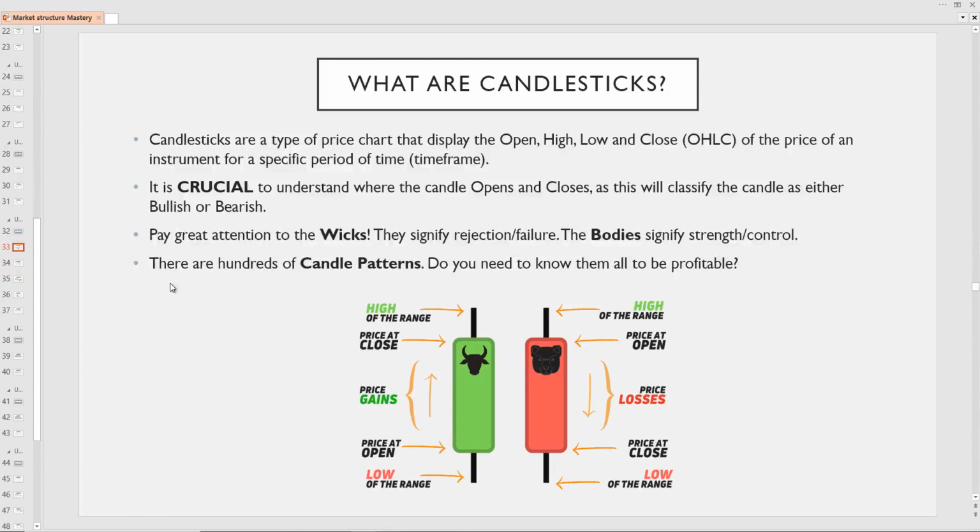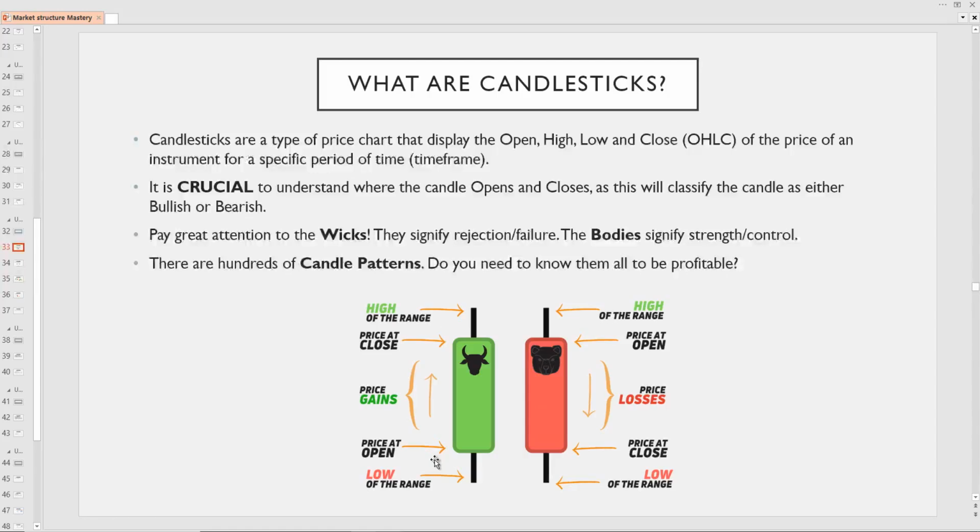Next thing to pay great attention to are the wicks, because they signify rejection or failure to break above or below a specific level of structure. And if you remember how we identify a break of structure, it's a body close above or below the previous wick. So this is why it's very important to understand the wicks. And of course the bodies, as we already mentioned, signify strength and control, and they show you if the session of a candlestick is bullish or bearish, how strong it is, and how much the buyers are controlling the market at a specific time frame.